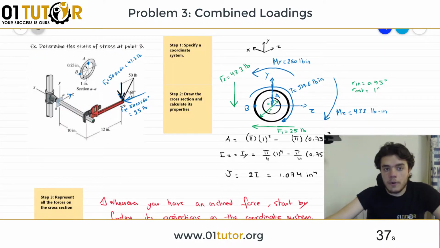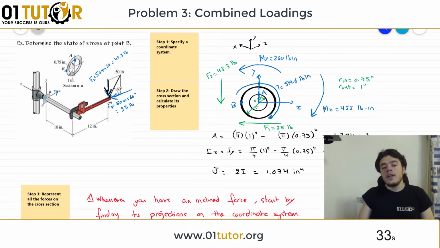Alright, I'm going to stop here for this part. We're going to continue our calculations in the next part. So see, it is very crucial that you know the directions and the magnitudes of the moments that are applied at the cross-section of interest. Once you have the cross-section with all the forces and the moments represented on it, then we can proceed by calculating the shear and normal stress at point B. We're going to do that in the next video.